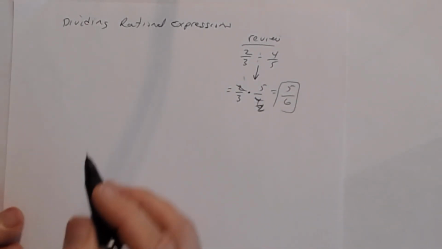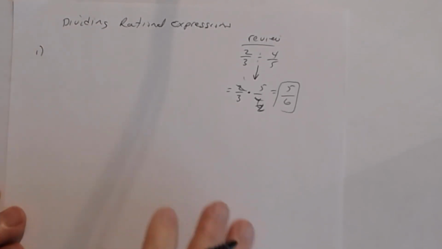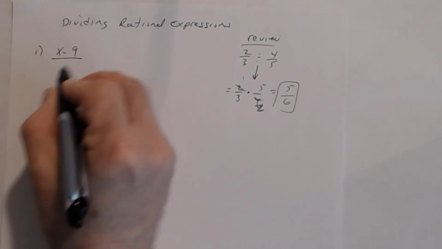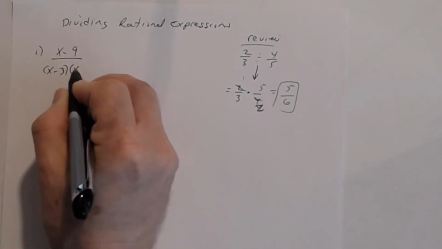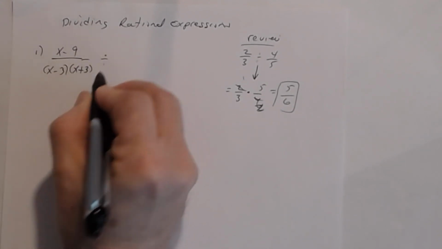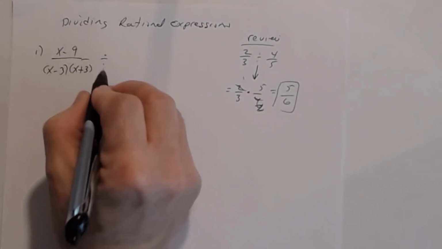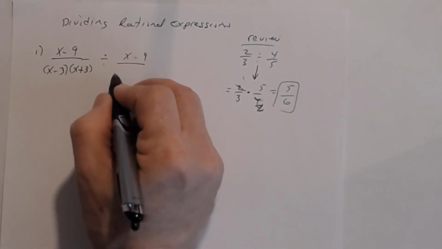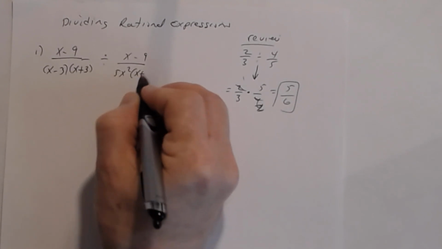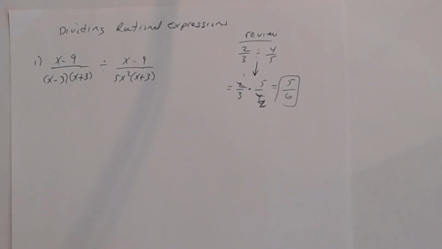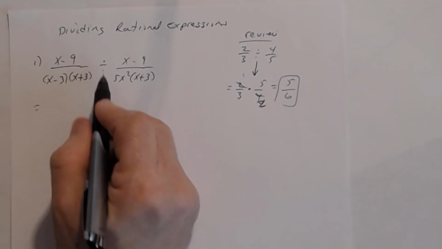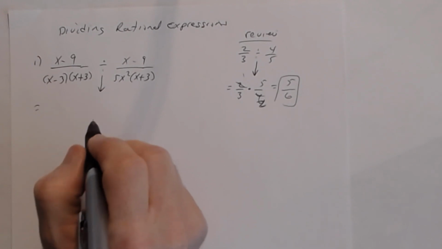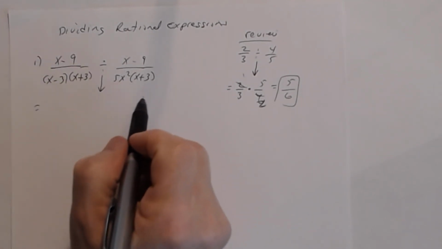So let's look at number 1. In number 1, we have x minus 9 divided by x minus 3 times x plus 3 divided by, so this is division now, not multiplication, division, divided by x minus 9 divided by 5x squared times x plus 3. All right, so the first thing you must show is the change to multiplication. So you must do that first. So the first step is to change division to multiplication.